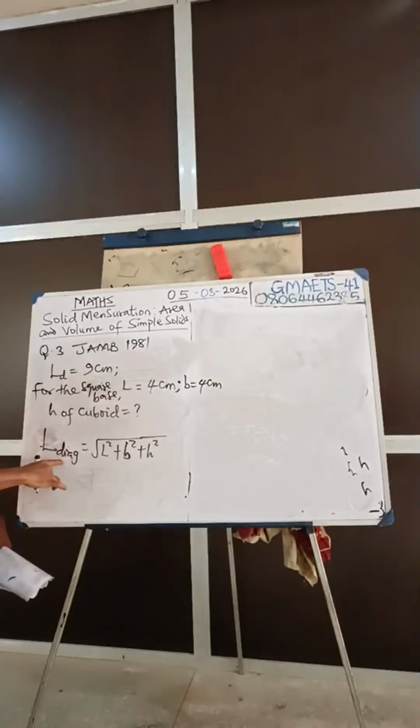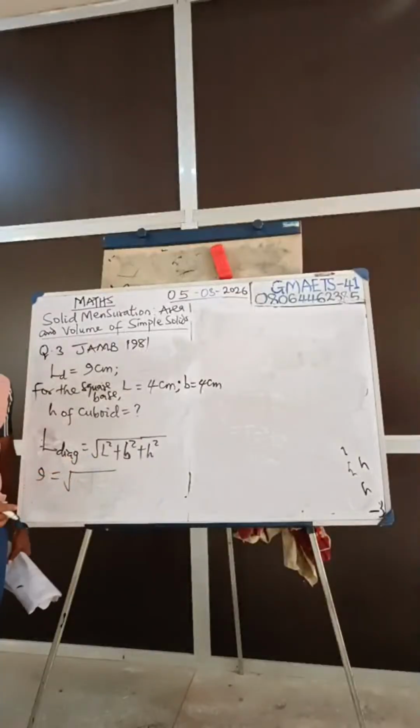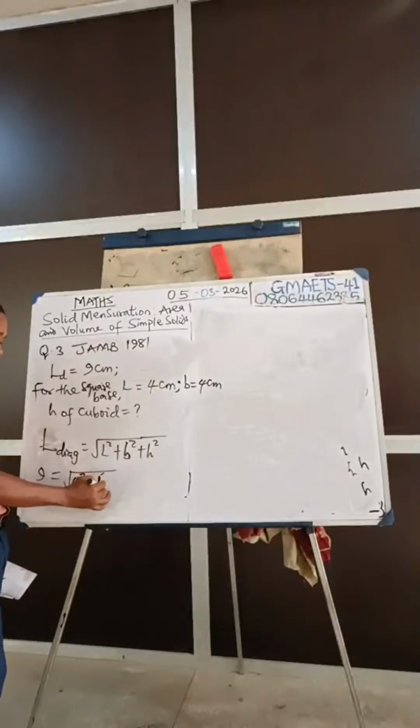The length of the diagonal is equal to 9. In place of length of diagonal, you fix 9. And then square root, the length is what? 4 square. Is that not so? Am I hearing 9 square from somewhere? 4 square. Is that not so? Plus breadth is what? 4 square.